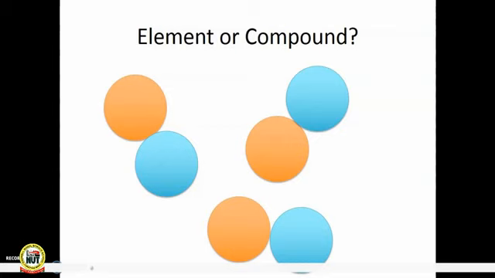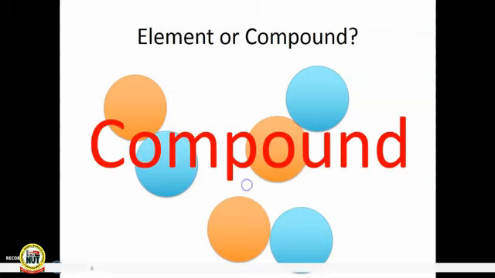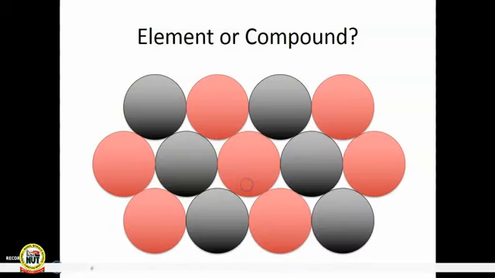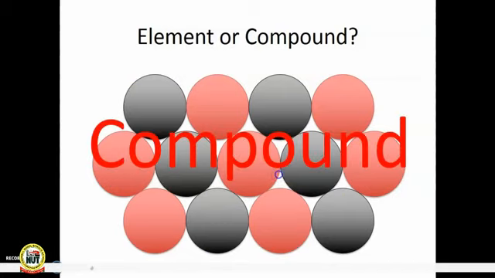Is this a compound or an element? This is a compound because it is made of more than one type of atom. Now you have this as well. Is this an element or a compound? This is a compound because it is made of two different types of atoms. And you can see that that's correct.